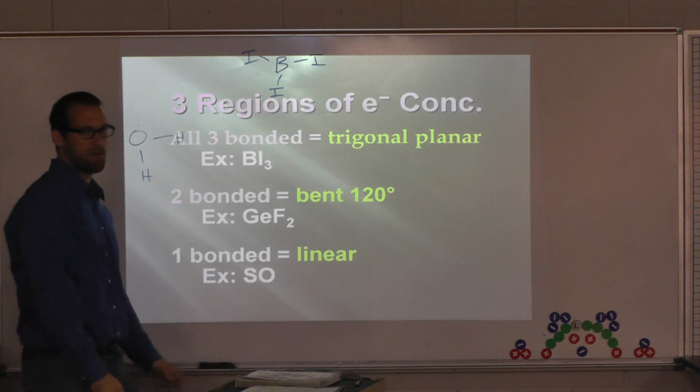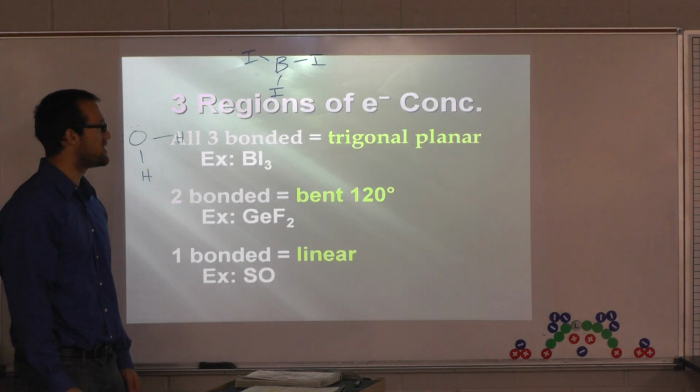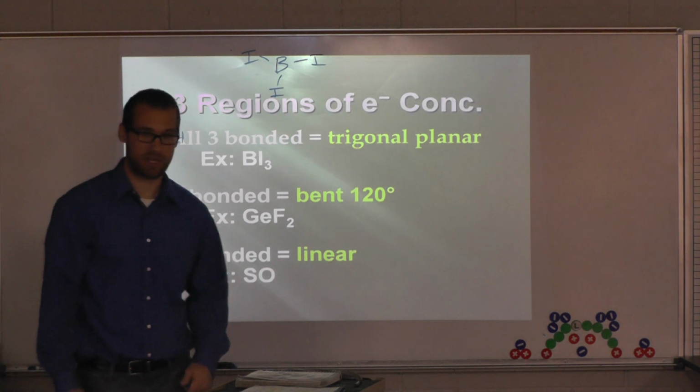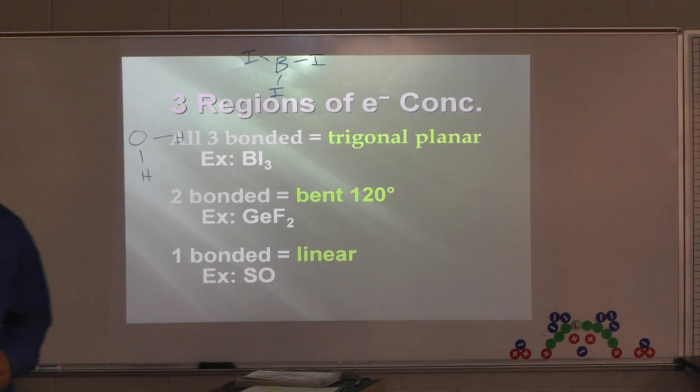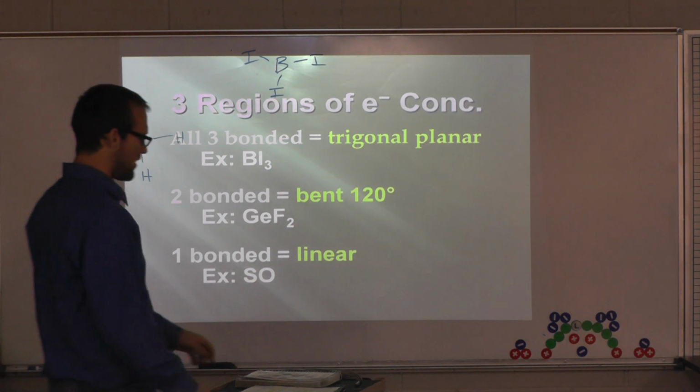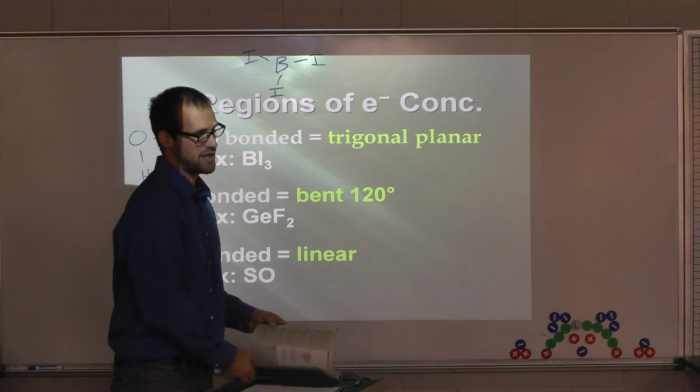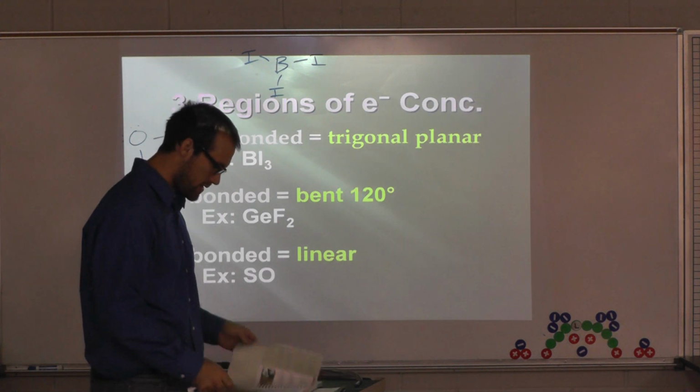3 regions, and all 3 of those regions are bonded. Trigonal planar shape. I know it's hard. I don't have a hologram to show you, but you can look in your book and find out.